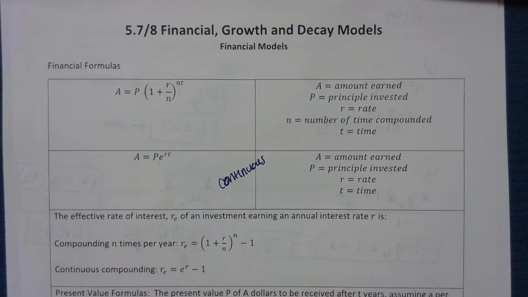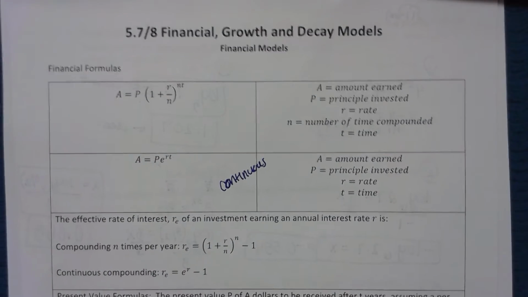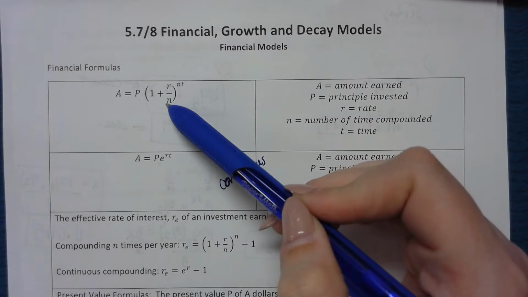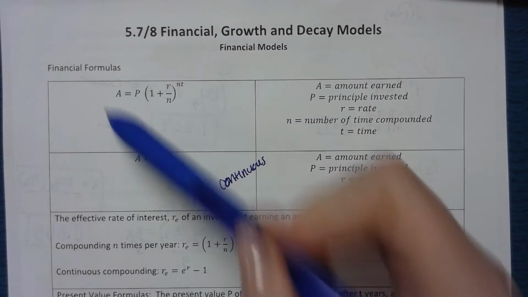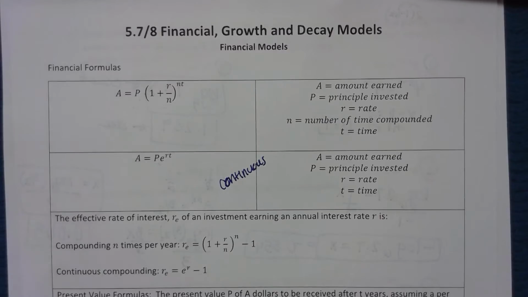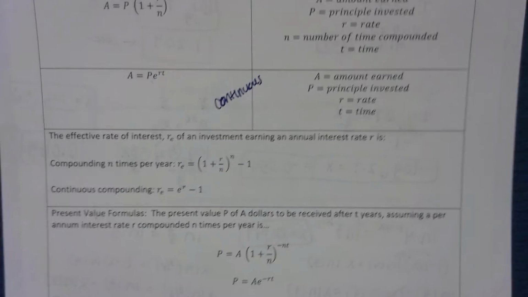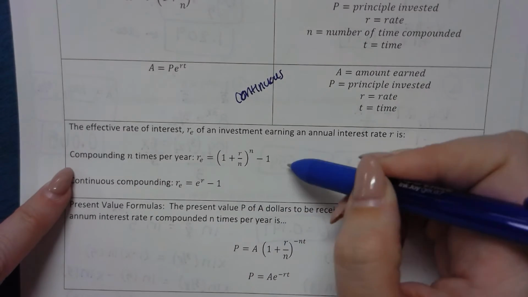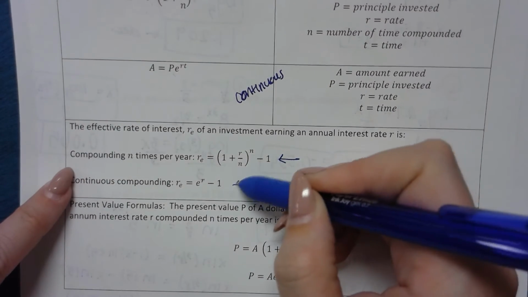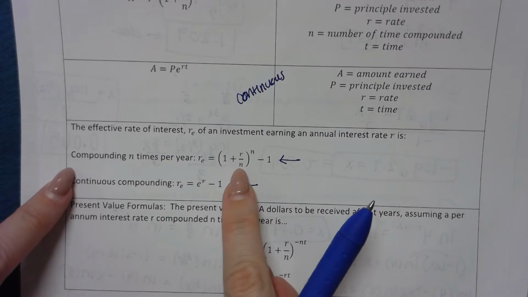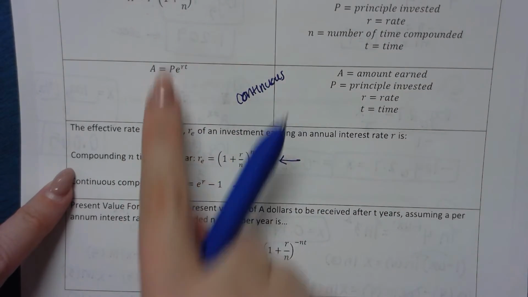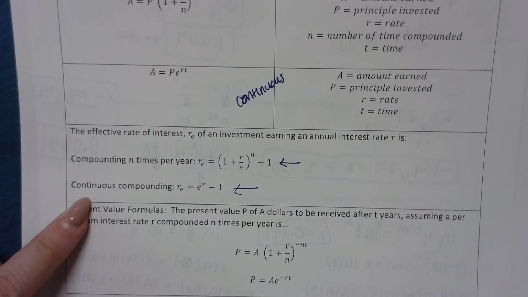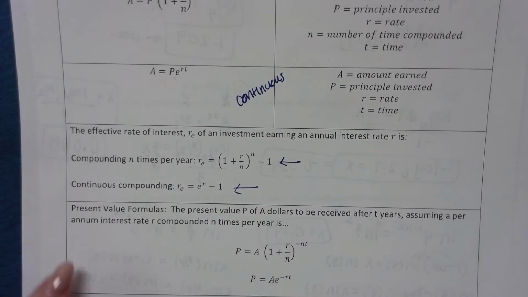Now, A tells us the amount that we would have in the bank. So if I invested $100, then after all of this, I now have $200. So A is the amount I have after so many years. The effective rate of interest is found by these two formulas. This is if it's compounded n times a year, so it would match with the first formula. This is continuous compounding, that would match with this formula. Okay, we'll talk more about that when we get there.